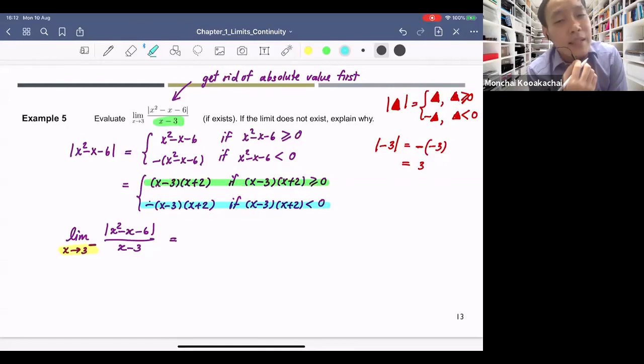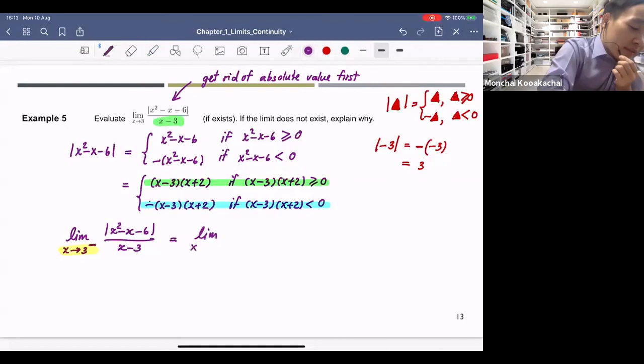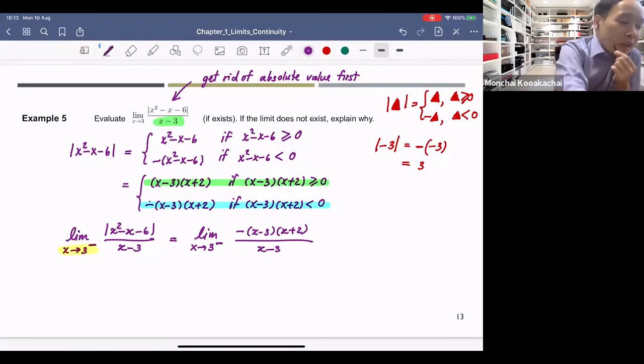So you can see that the one I have to use is the one that I highlighted in blue. So this is going to be the limit as x goes to 3 from the left. I get rid of the absolute value, so I have negative this. Why is that? Well, some of you can solve the inequality. If you can solve the inequality, that is good. So this thing has roots negative 2 and 3.